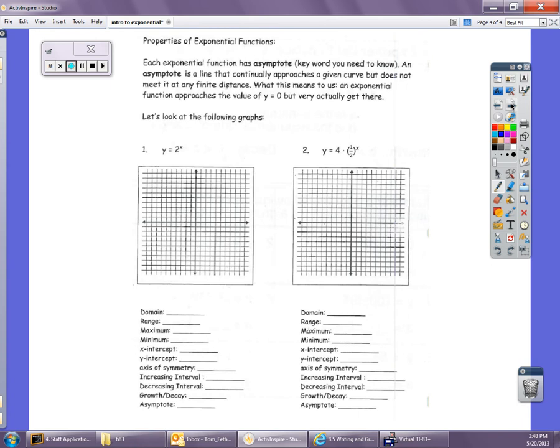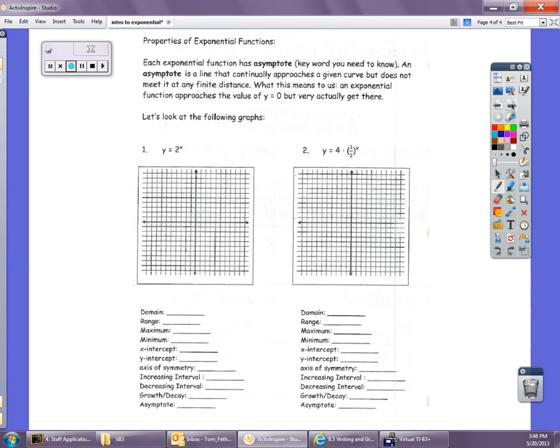So the number gets close to it, so it's going to be 1, then 0.5, then 0.25, then 0.075, and 0.0025, 0.000136, and 0.0000457. It's going to get very close to that value of y equals 0, but it's never actually going to get to that value of 0.